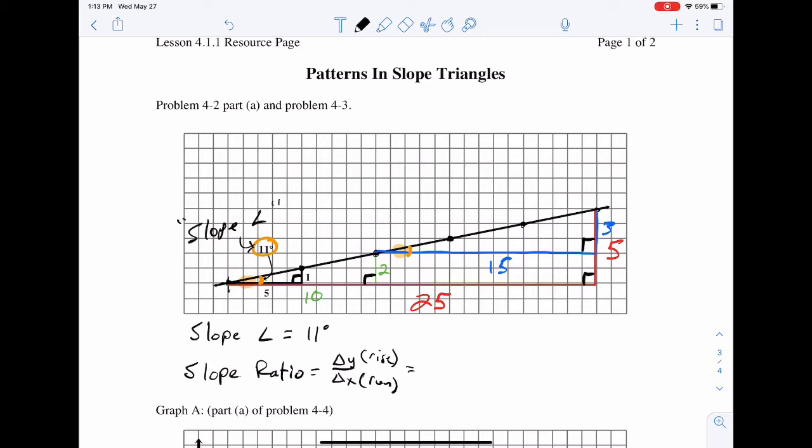So hopefully you saw in all of these, the slope ratio is 1/5, 2 over 10, 3 over 15, or 5 over 25. And you could simplify all of those to equal 1 over 5. So there's our slope angle, and there's our slope ratio.